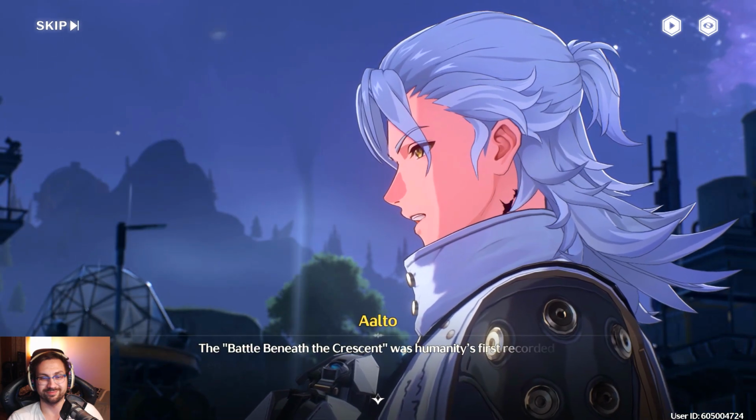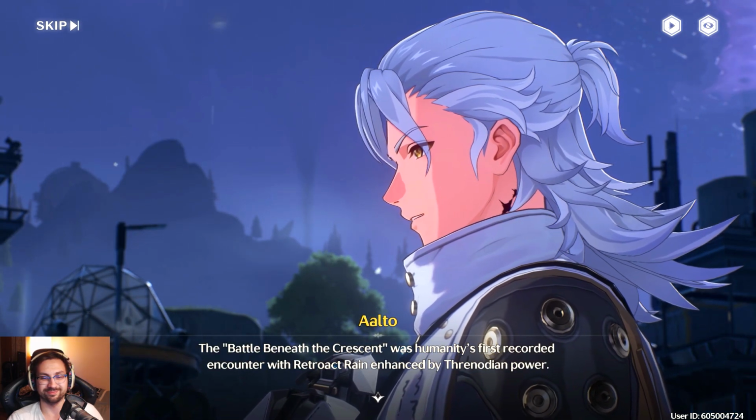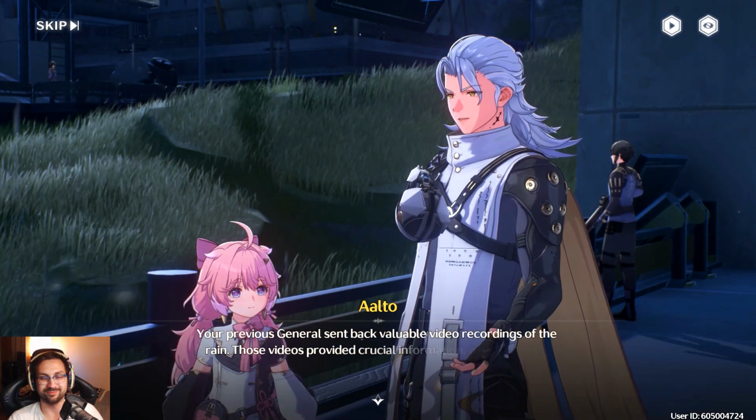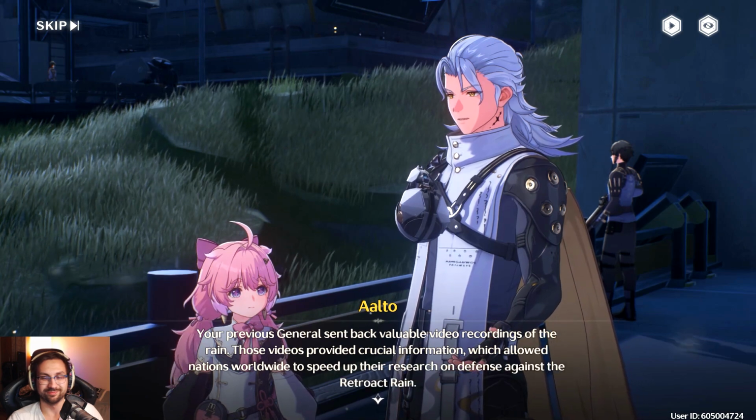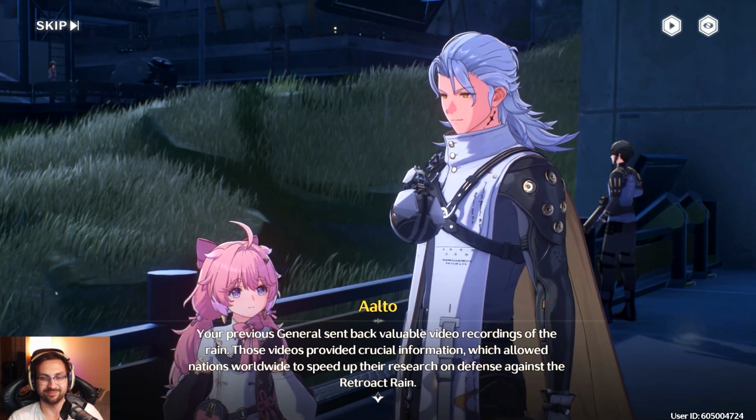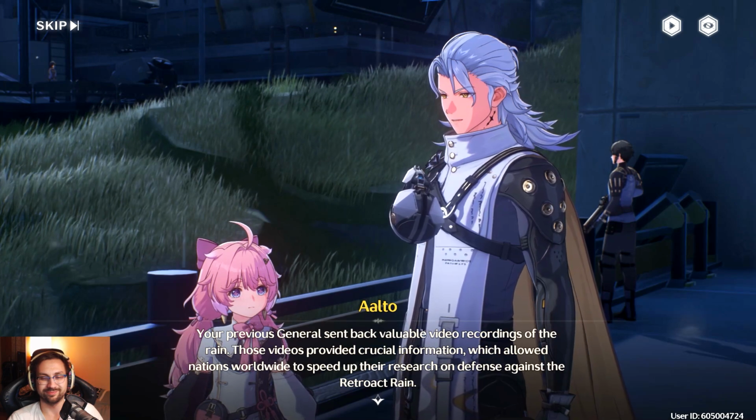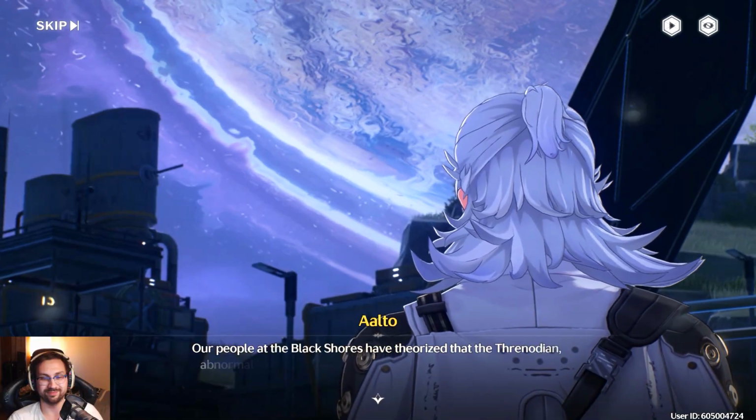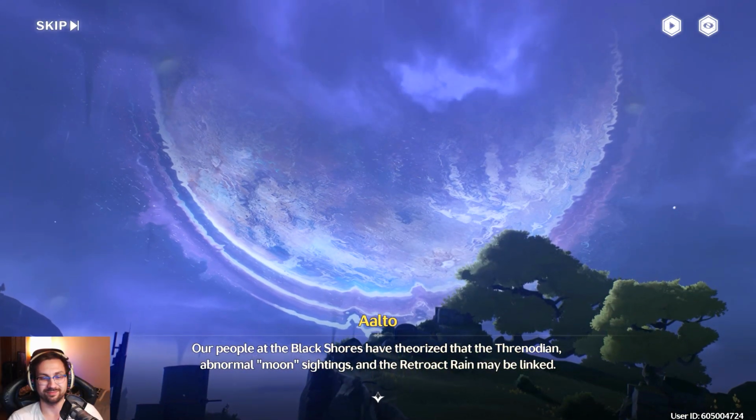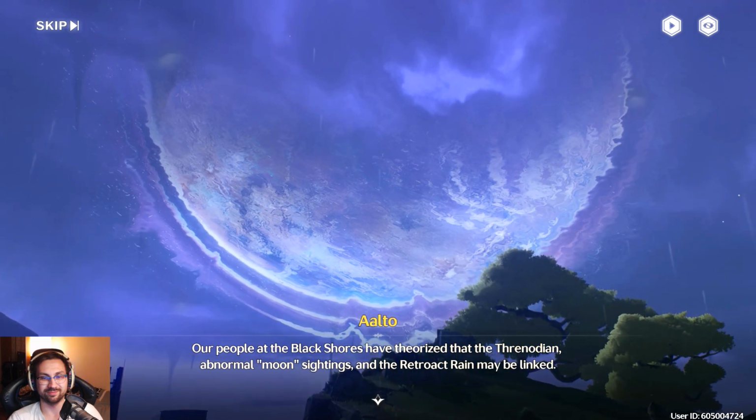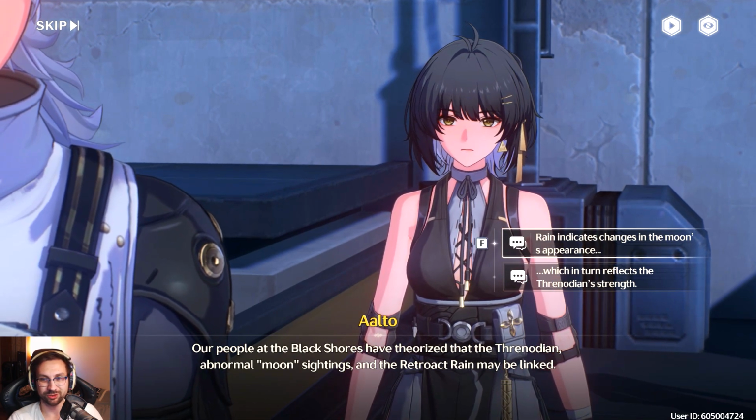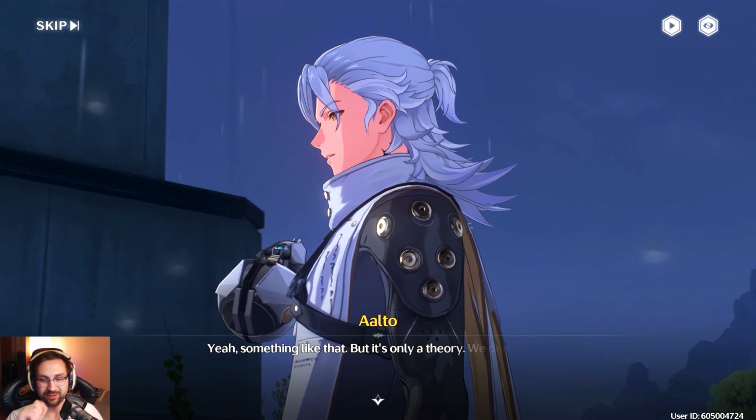The battle beneath the Crescent was humanity's first recorded encounter with Retroact Rain enhanced by Threnodian power. Your previous general sent back valuable video recordings of the rain. Those videos provided crucial information, which allowed nations worldwide to speed up their research on defense against the Retroact Rain. Our people at the Black Shores have theorized that the Threnodian, abnormal moon sightings and the Retroact Rain may be linked. Rain indicates changes in the moon's appearance, which reflect the Threnodian's strength. Yeah, something like that.